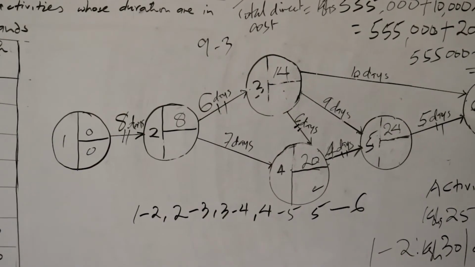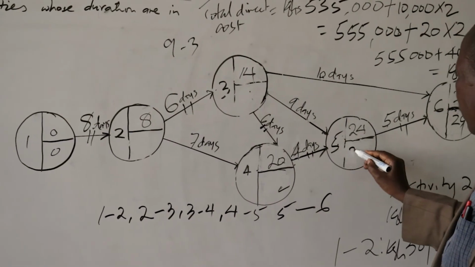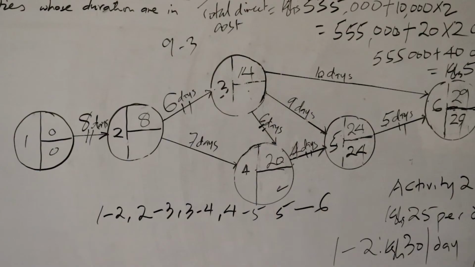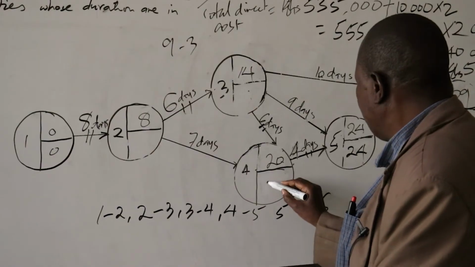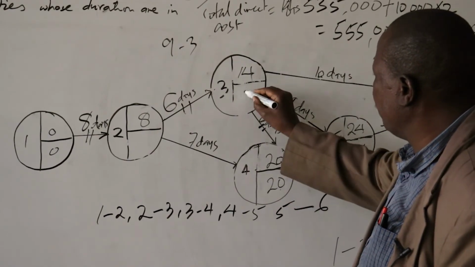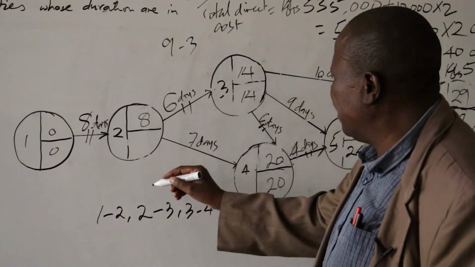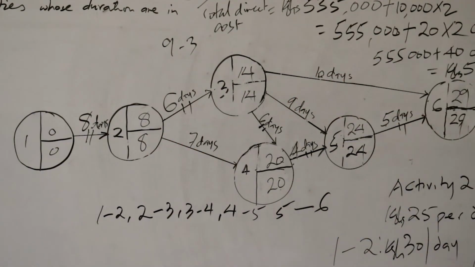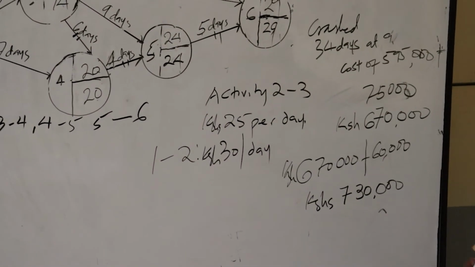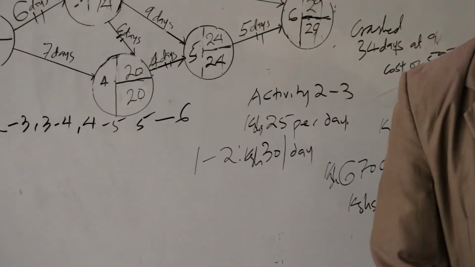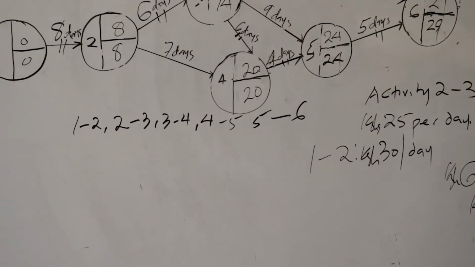Backward pass: 29 minus 5 is 24. Then 24 minus 4 is 20. 20 minus 6 is 14. 14 minus 6 is 8. That means activity 1 to 2 has been crushed, and the total direct cost is now 730,000 Kenya shillings.